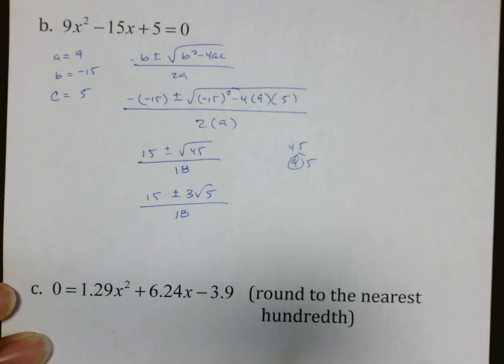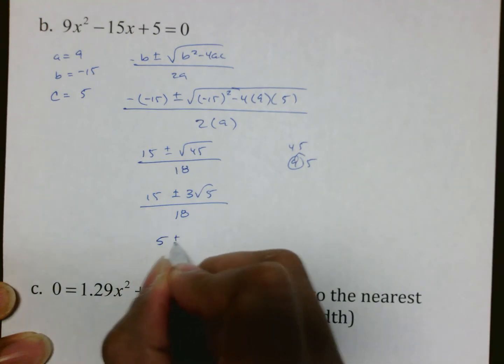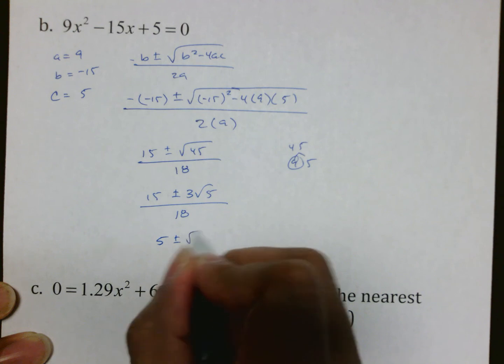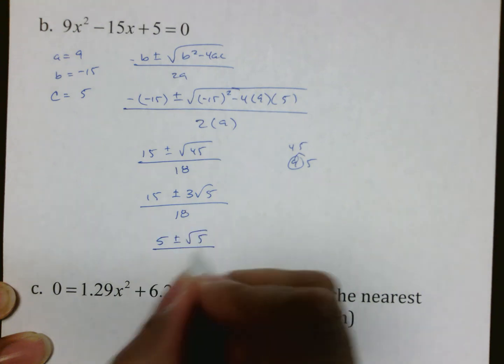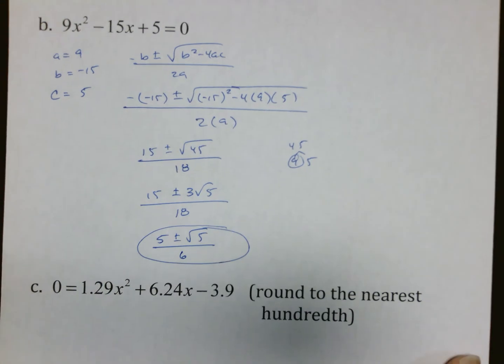And again, if you were to stop there, it's wrong, because notice 15, 3, and 18 can all be divided by 3. So your final answer is 5 plus or minus root 5, all over 6. And that would be that.